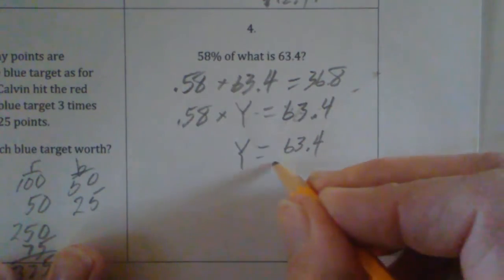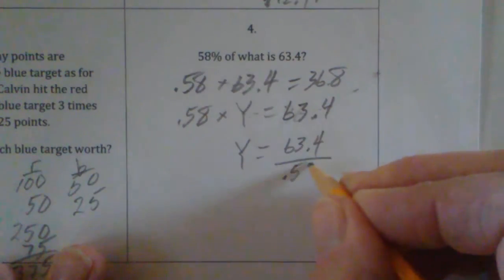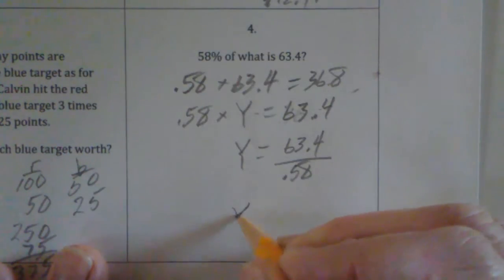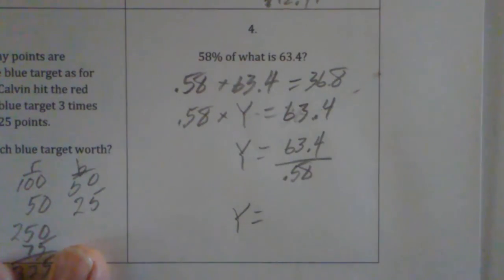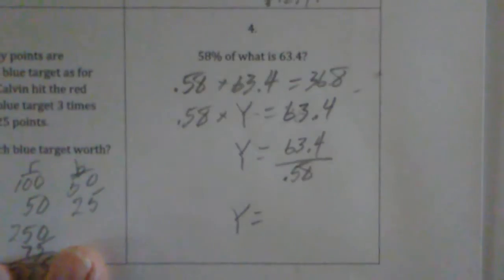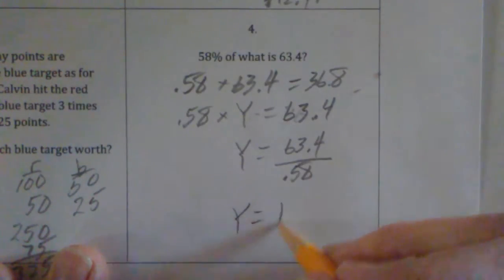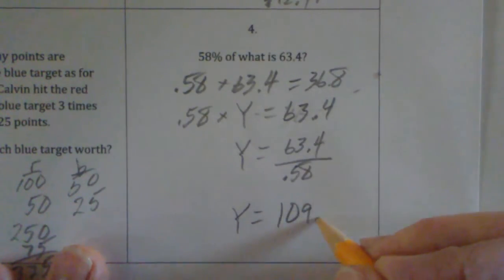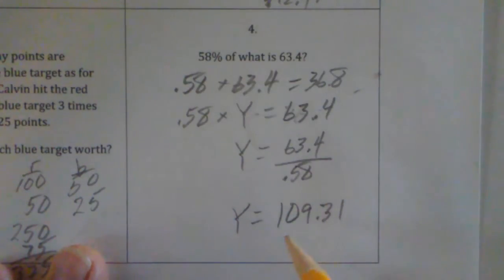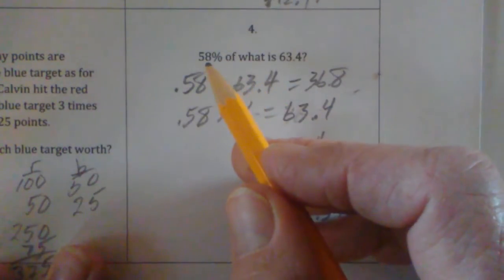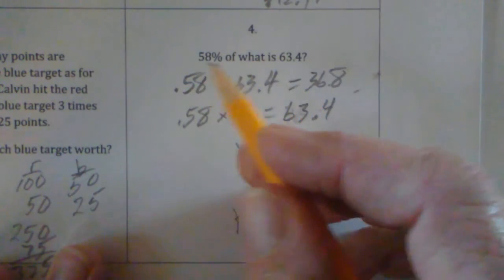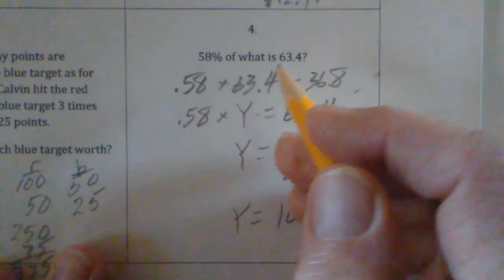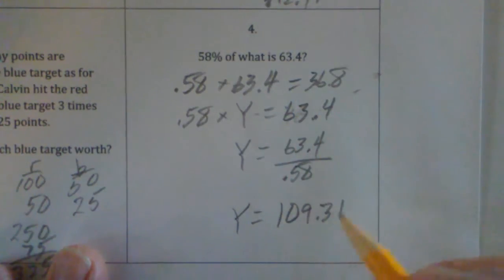63.4 divided by 0.58. Y equals, if you put this in your calculator, I'm not going to do it because it runs up time here, but if you put it in your calculator, you should get 109.31. Now, does that sound about right? Well, if it said 50% of what number is 63.4, 50% is half. That means about double, 120 about. Yeah, we're in the right ballpark.